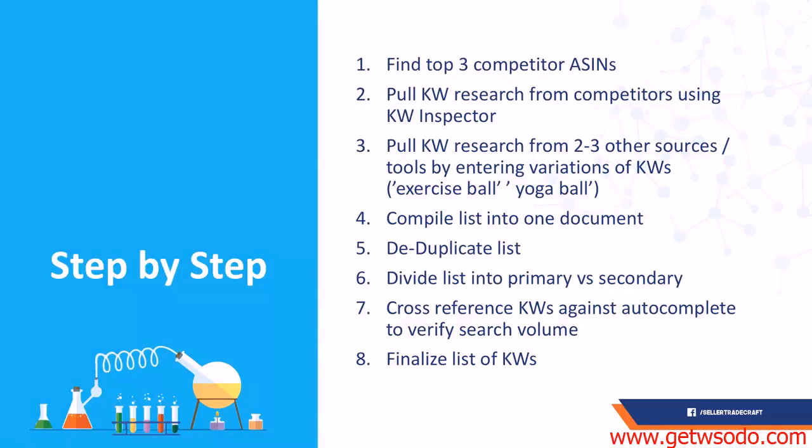my top 50 keywords, against the autocomplete or auto-suggest function in Amazon to verify that there actually is search volume. And if I want to get actual real data, I can go ahead and plug those keywords into Seller Tools as well to immediately see whether there is actual search volume. And that's what will land you to number 8, which is getting a finalized list of keywords.